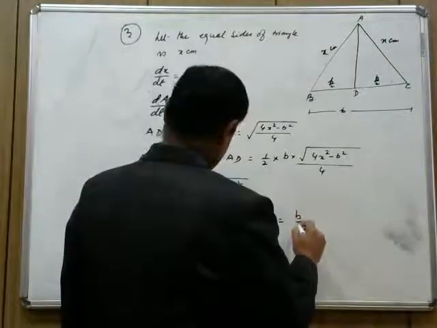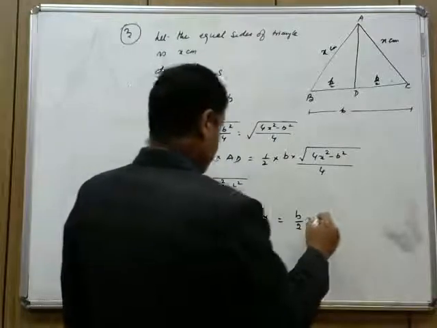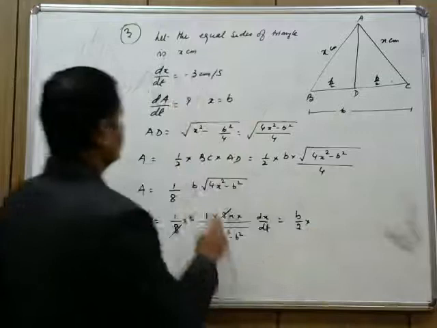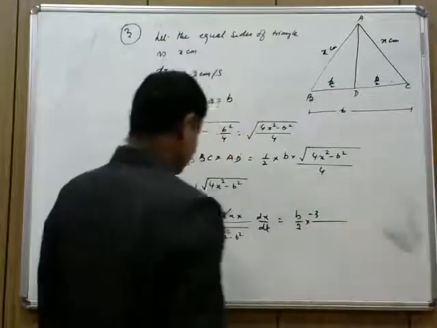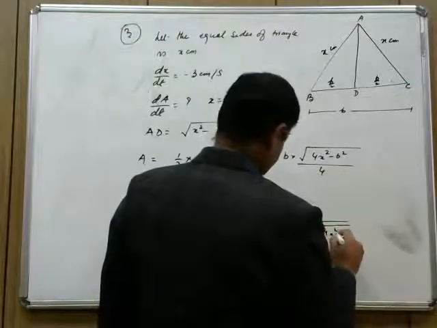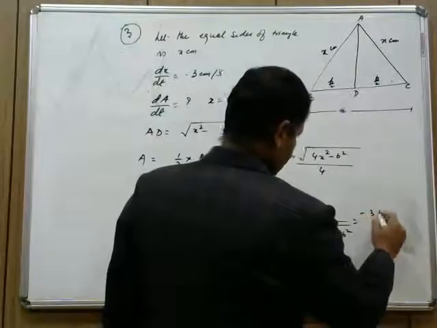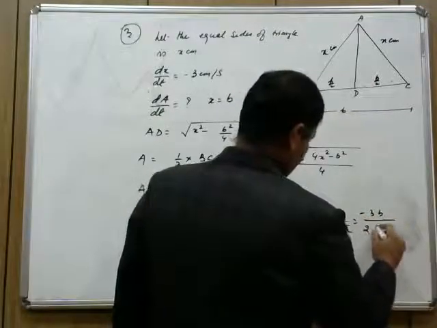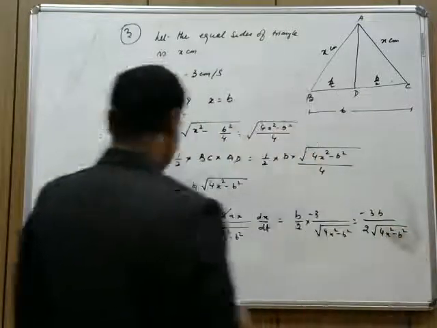b upon 2 into dx by dt. In place of dx by dt, can I write minus 3? Minus 3 upon under root 4x square minus b square. That is equal to minus 3b upon 2 under root 4x square minus b square. This is the value of dA by dt.